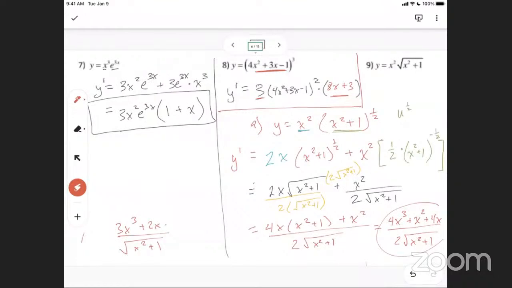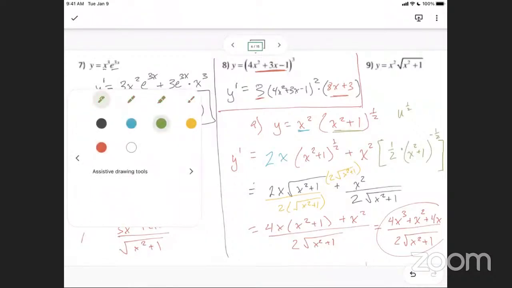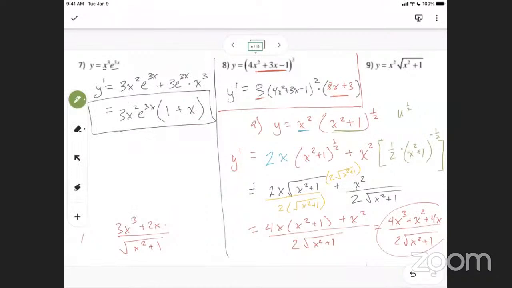Oh, I did forget something. I didn't do the 2x on the outside. I didn't do the chain rule. You see what I forgot? I forgot to take the derivative of this and multiply it. So that's 2x. Yeah, so I did make a mistake. Okay, so let's go back and fix that.